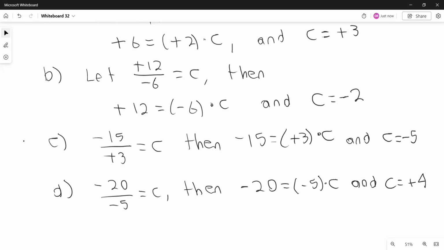So the rules are going to be the same. The rules of sign: the quotient of two numbers with the same sign is positive, and the quotient of two numbers with opposite signs is negative. So that's page 254.